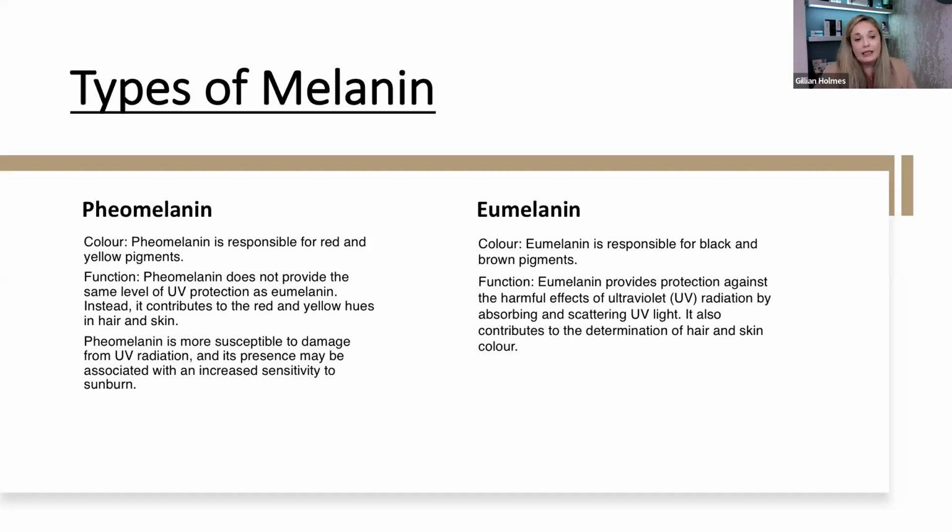So that pheomelanin, lighter skin type, is more susceptible to damage from UV radiation. So its presence may be associated more with an increased sensitivity to sunburn, so a more reactive skin in terms of UV exposure. The function of eumelanin, again, as I've said, it does provide some natural skin protection from UV. However, we still need to make sure that the skin is protected.